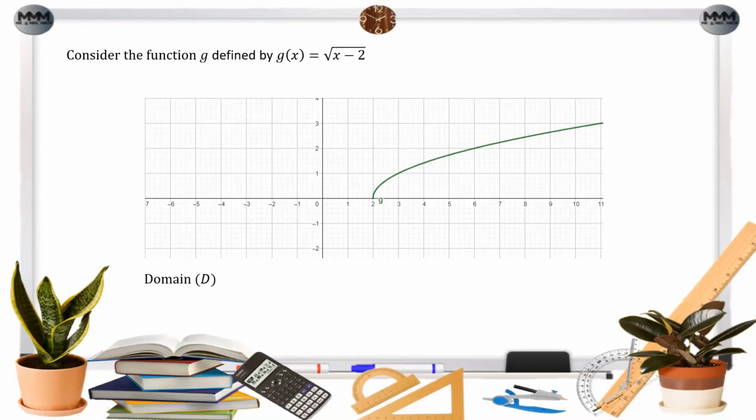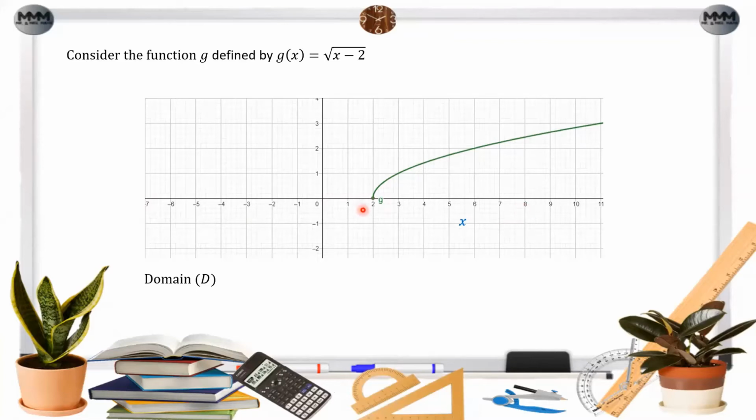Now, for the domain D, we have this one, the horizontal line. We will be looking at the values of our x. So this will be the domain. Here, the domain of the function is located somewhere in the horizontal line, the x-axis. So we will try to locate it.